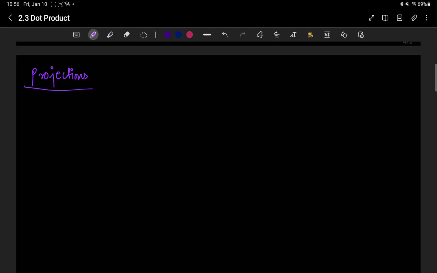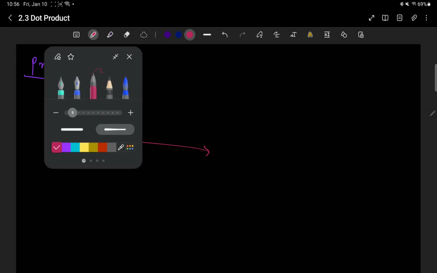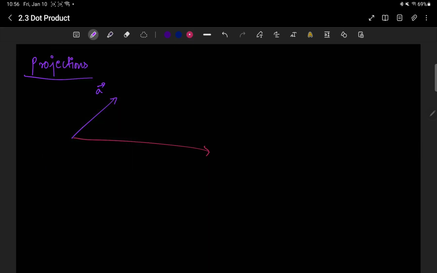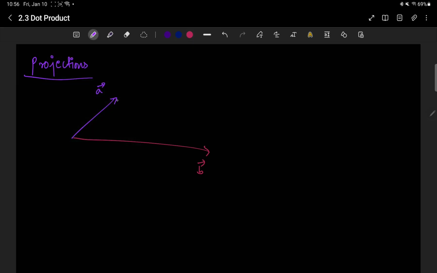The last application of the dot product that we will look at is called projections. So what is a projection? It's basically if you have two vectors, suppose I have this vector and I have another vector, and the idea is I want to project vector A on vector B. What projection means is if I were to pull this down, you can think of it as there being a light source and you're looking at the shadow. Then this would be the projection of this vector.